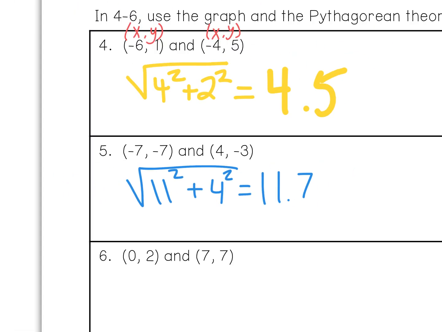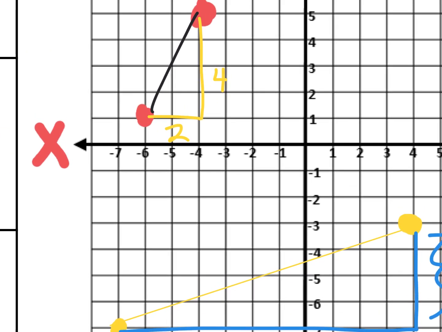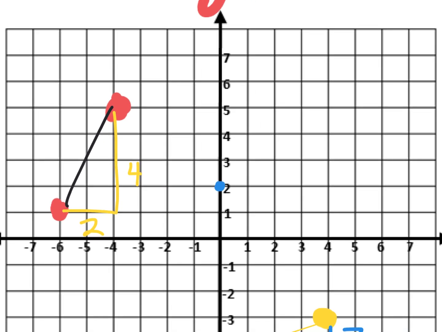Okay, last example here in this section. It says 0, 2. So I've got to go up 2. So 0, 2 is right here. And it said 7, 7. So I need to go over 7 and up 7. So it should be in this top right corner.